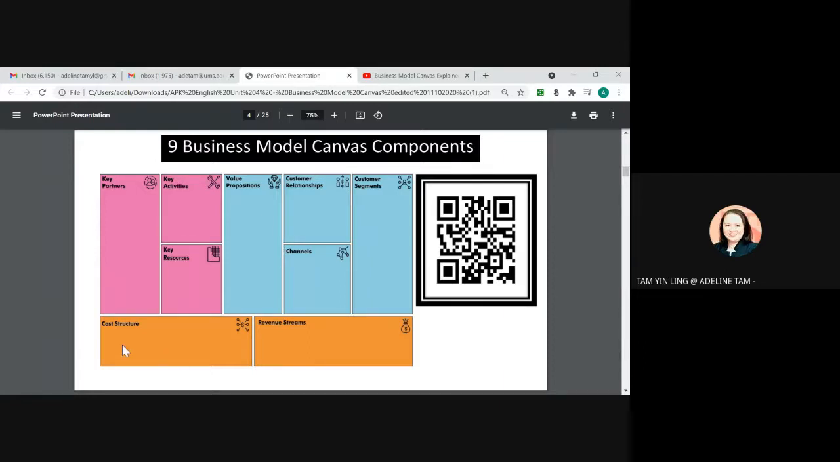And the orange color, cost structure and revenue streams, both represent money. Okay, cost and money. So cost, you need to pay with money, revenue stream also. So these two are financial. These two areas represent financial activities. Okay, let's look at this one by one.